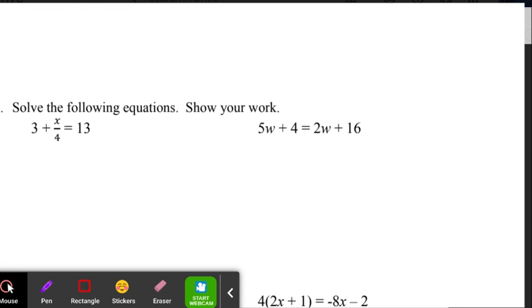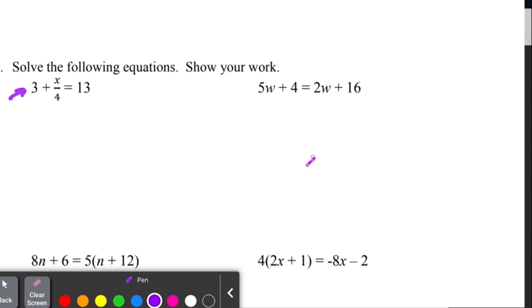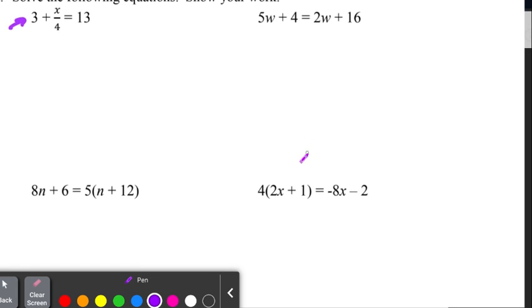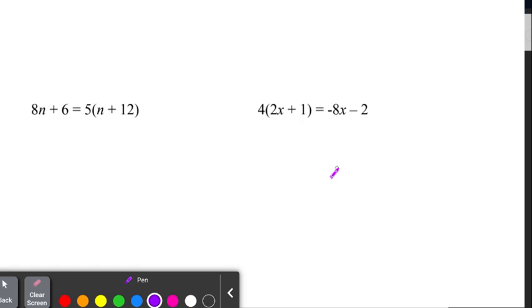So these are solving equations. You're going to do the first one on your own, but one note, this equation, I would say 3 plus x divided by 4 equals 13. Remember, when you solve equations, you are doing opposites. Let's just do one of the harder ones. Let's just do the last one, for fun.